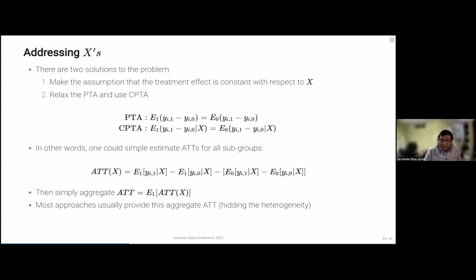What does this imply for us? That you can technically estimate this average treatment effect as a function of the characteristics themselves. Of course, this still will be a lot of heterogeneity. So most of the estimations, including JWDID and CSDID, will typically provide you just a single number that is nothing else than the expected value of the average treatment effects that you would estimate for each characteristic.